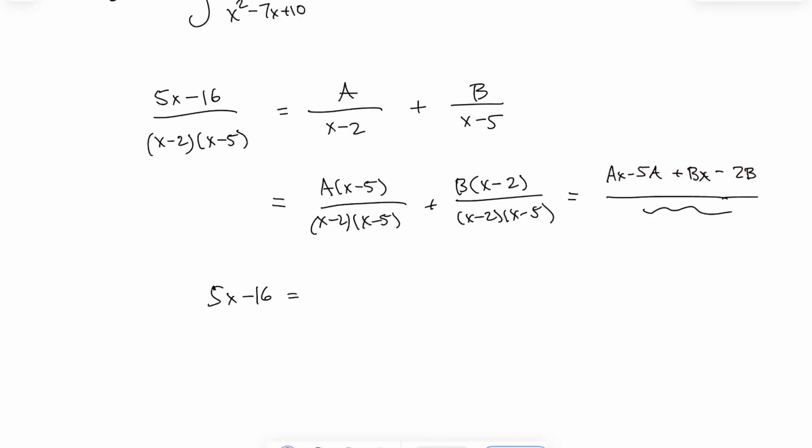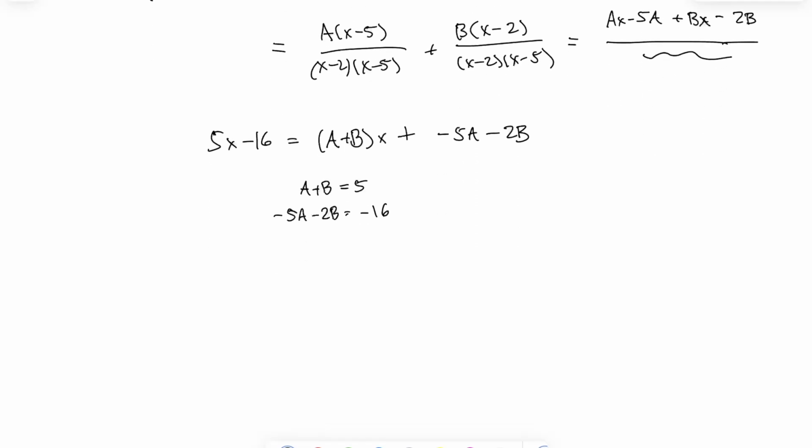And I'm going to rearrange, group the x terms together, group the constant terms together. So the x terms are (a plus b) x, and the constant terms are negative 5a minus 2b. Right. And then finally, we equate the like terms, right? The x coefficient on the left is a 5. The x coefficient on the right is a plus b. So a plus b is 5. And for the same reason, minus 5a minus 2b is negative 16. And then this here is the system which we shall solve.